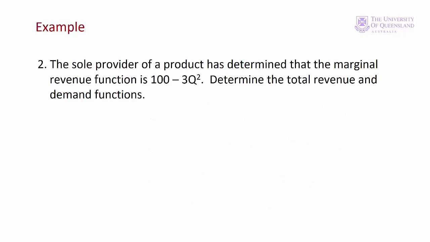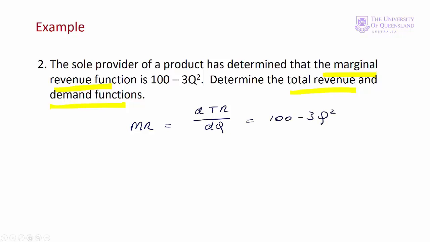In example 2, we apply integration to a simple economic problem. We have a marginal revenue function, 100 minus 3q squared, and we want to determine total revenue and the demand function, more precisely the inverse demand function. Marginal revenue is equal to the first derivative of total revenue with respect to q. That's equal to 100 minus 3q squared.